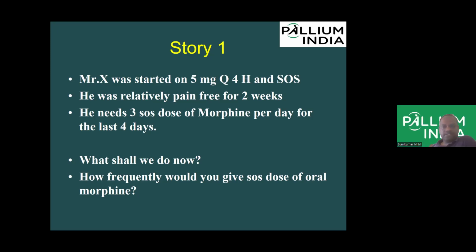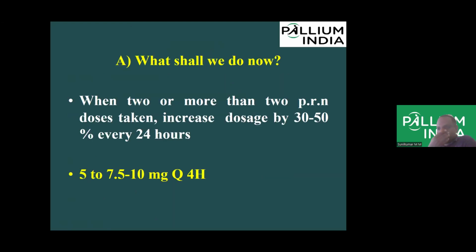Okay, thank you. So what we have to do is that this patient is taking more SOS doses. That means the present dose is not sufficient. That's why he is taking more SOS doses to relieve pain. So you have to increase the dose, isn't it? So what is the indication to increase the dose of morphine? If the patient is taking 2 or more than 2 SOS doses, then you can increase the dose of morphine by 30 to 50%.